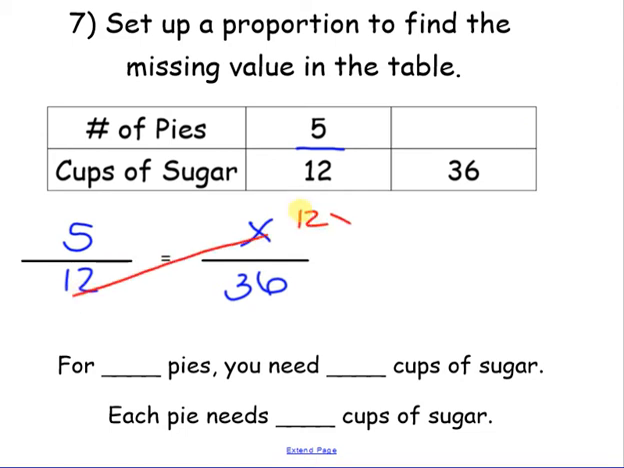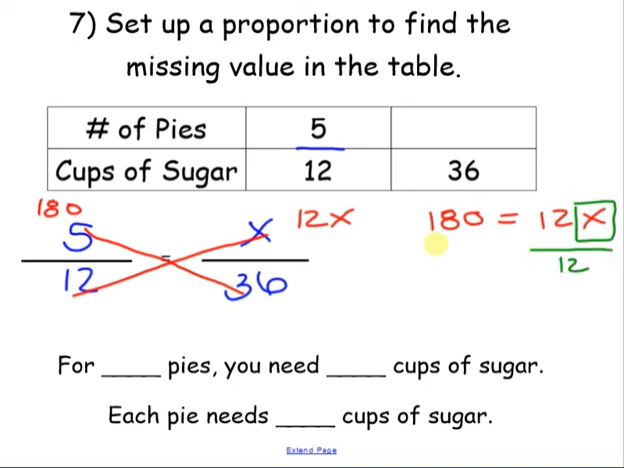12 times x is 12x, and 36 times 5 is 180. So I set them equal to each other. 180 equals 12x. I box my variable. I divide by 12. Do the same thing to the other side. These guys cancel each other out, and I'm left with x equals, and 180 divided by 12 is going to give me 15. So for 15 pies, you need 36 cups of sugar.